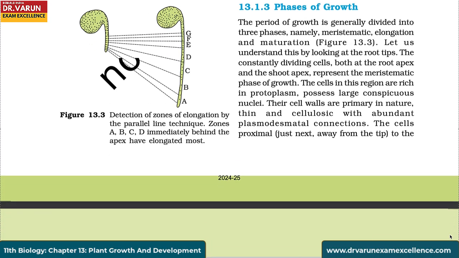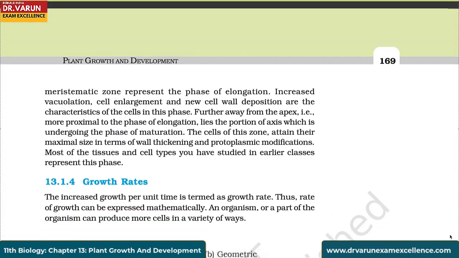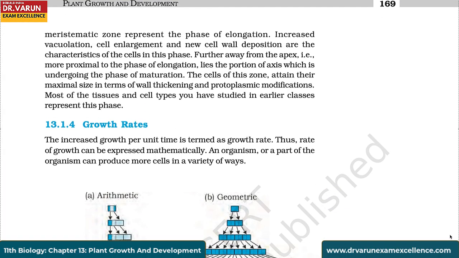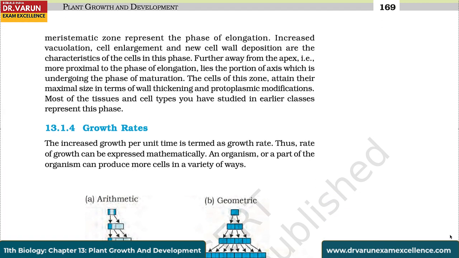The cells proximal, that is just next away from the tip, to the meristematic zone represent the phase of elongation. Increased vacuolation, cell enlargement, and new cell wall deposition are the characteristics of the cells in this phase.